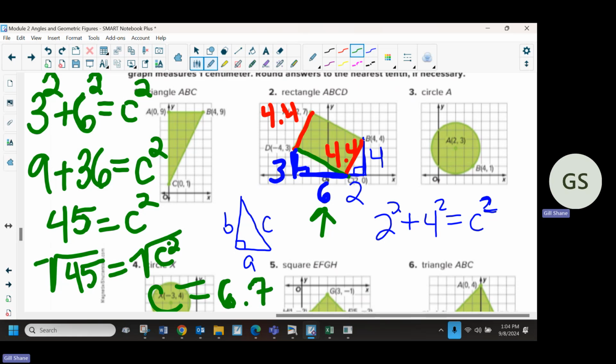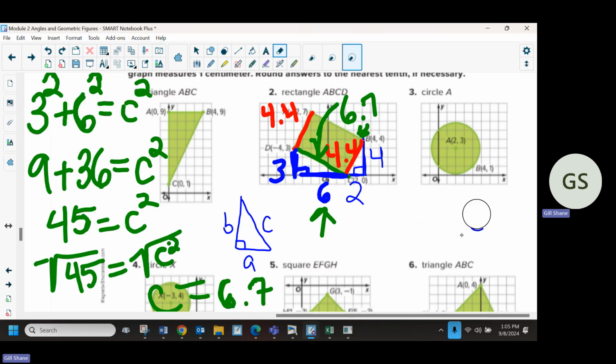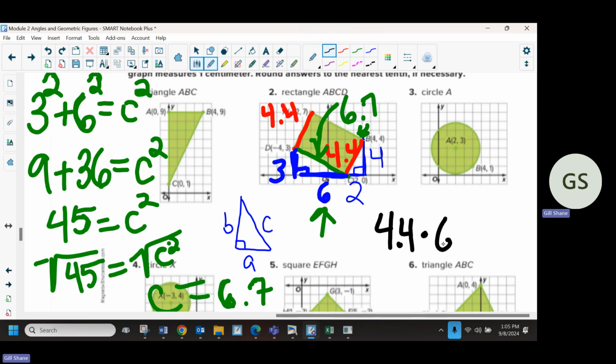So now if I know that green line is 6.7, that means the other side over here is also 6.7. So I have two 6.7s, two 4.4s, add all of those up. So also down there as well. So if you add all four of those up, 4.4 plus 4.4 plus 6.7 plus 6.7, that's the perimeter. And then in order to get the area for that, you would just say 4.4 times 6.7.